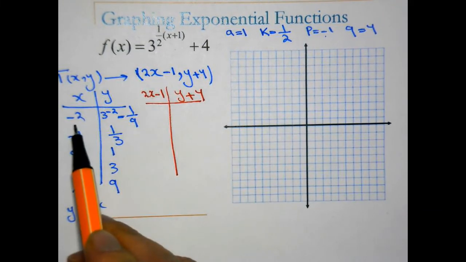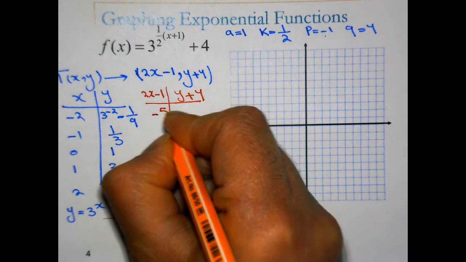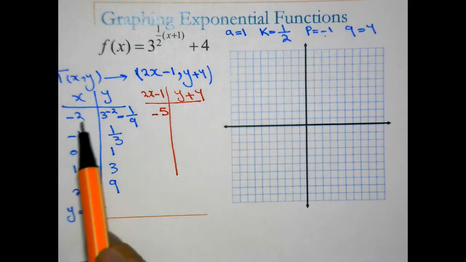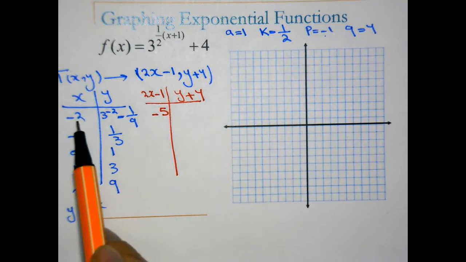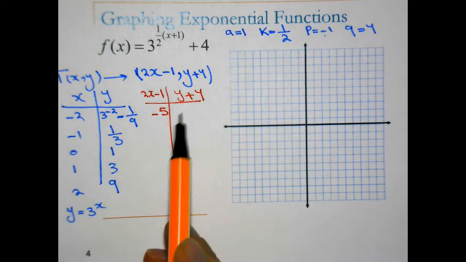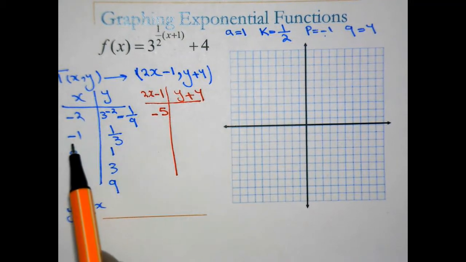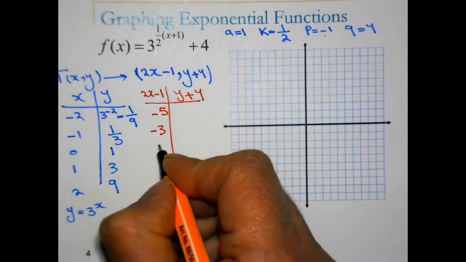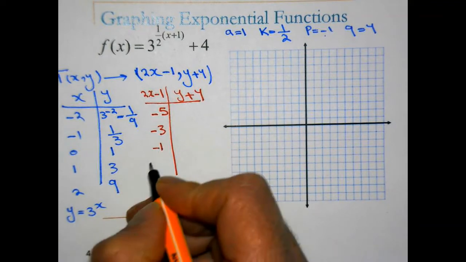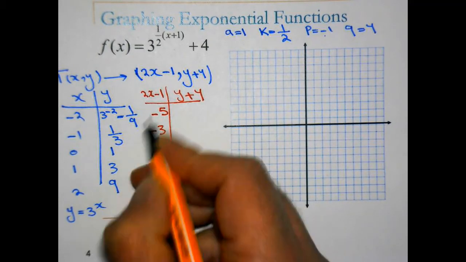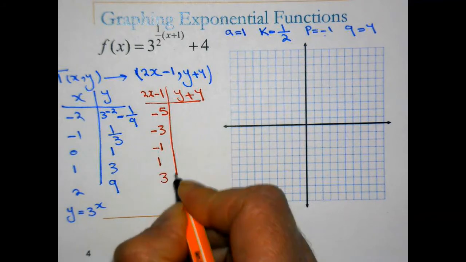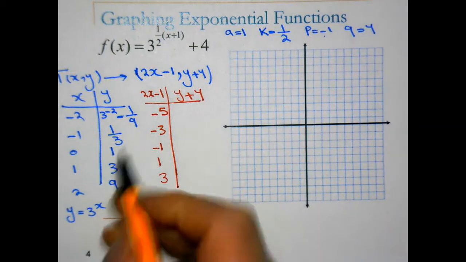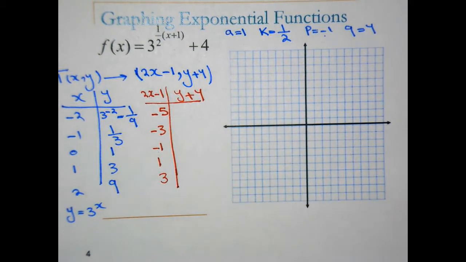So 2 times -2 minus 1 is -5. So for those of you who forgot, you get your x and y values from the original points, and you sub them here to find your transformed point. 2 times -1 is -2, minus 1 is -3. 2 times 0 minus 1 is -1. 2 times 1 is 2, minus 1 is 1, and 2 times 2 is 4, minus 1 is 3. So these are our x values, and now we do 1/9 plus 4.